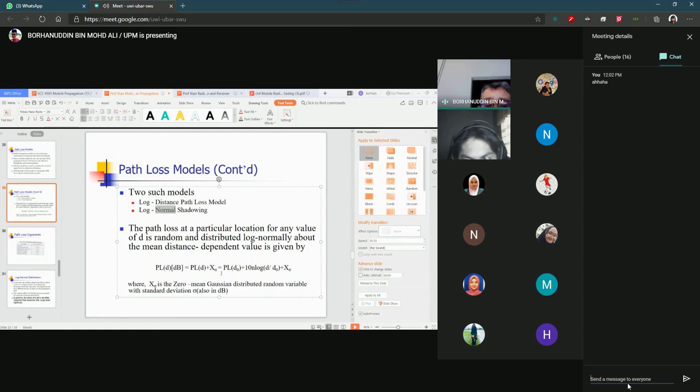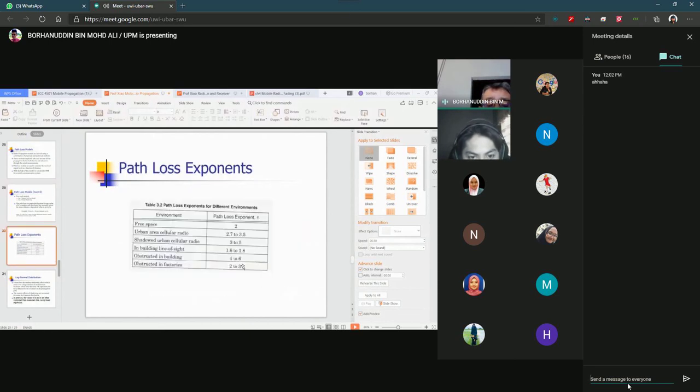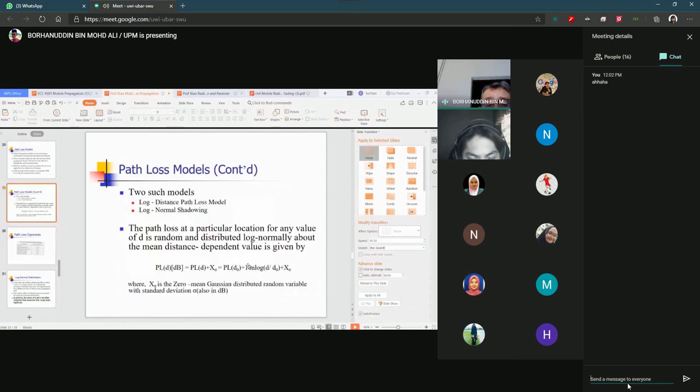So PL at d naught, we saw this one, at d equal to d naught, which is the reference point where you consider that as the far field region. It is the interface between the near field and the far field region, d naught, plus this one, d over d naught. We've seen this one. This is the straightforward method, plus this statistical distribution, which is log normal. So it follows that pattern, the bell shape, a Gaussian distributed random variable. There's no illustration, so it's quite difficult to appreciate, but as you go back, you can visit any of these websites and get more information about this.